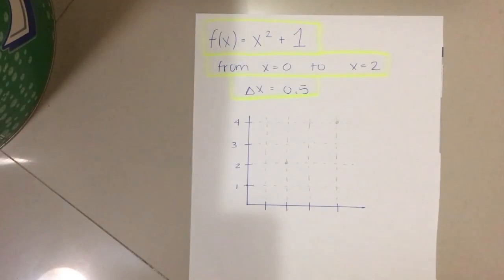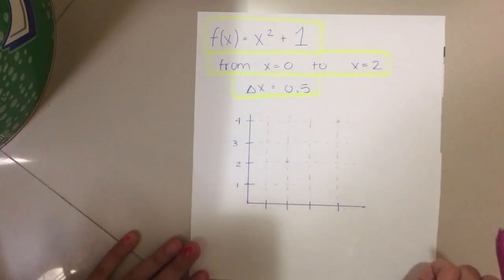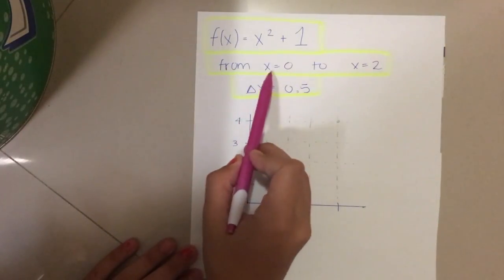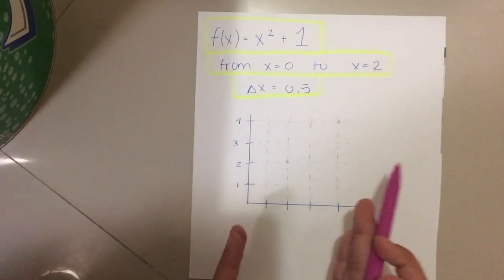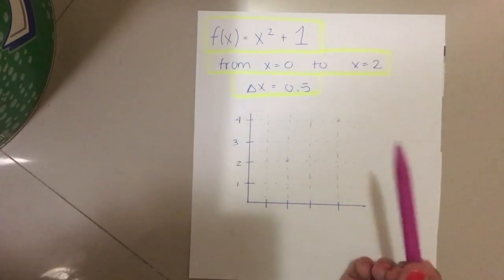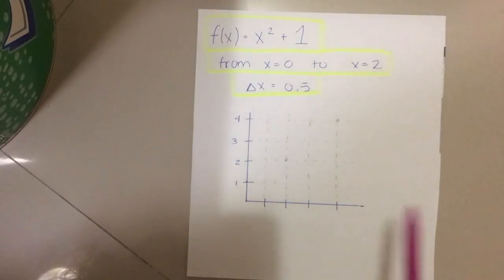You need to be given a formula such as this one. That is the one you're going to be working with. Also, you need to be given a range for the x's, which is the range you're going to focus on in your graph, and also a delta x, which means the range in which each rectangle is going to be drawn.